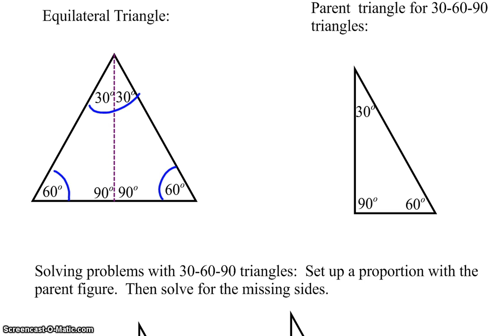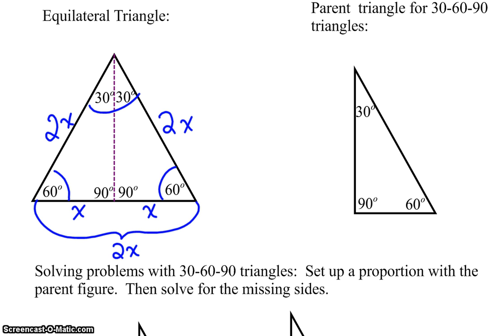Suppose half of the bottom side is x. That means from the altitude over is x. That means the other half is also x, and the entire side has a length of 2x. This means that the hypotenuse is going to be 2x because all sides of an equilateral triangle are the same.